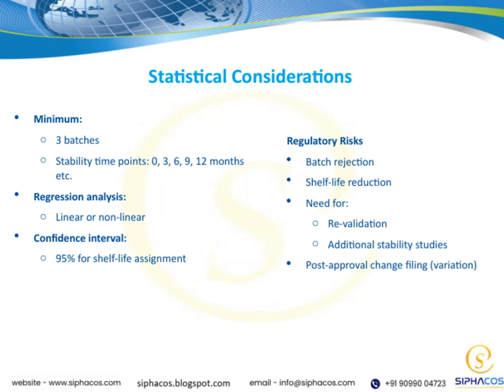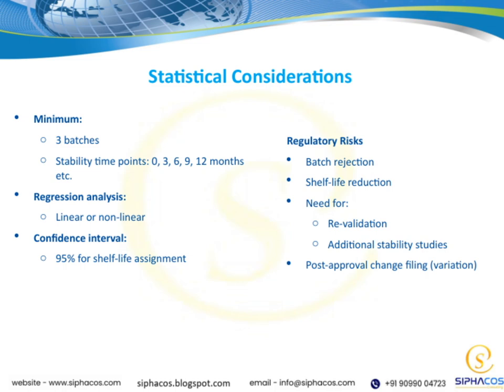If stability studies show the product degrades faster than expected, it can impact how we plan for distribution and inventory. To address these risks, it's often necessary to conduct revalidation, perform additional stability studies, and if there are any changes after approval, we need to submit post-approval change filings or variations to regulatory authorities. Now, moving on to the statistical considerations.